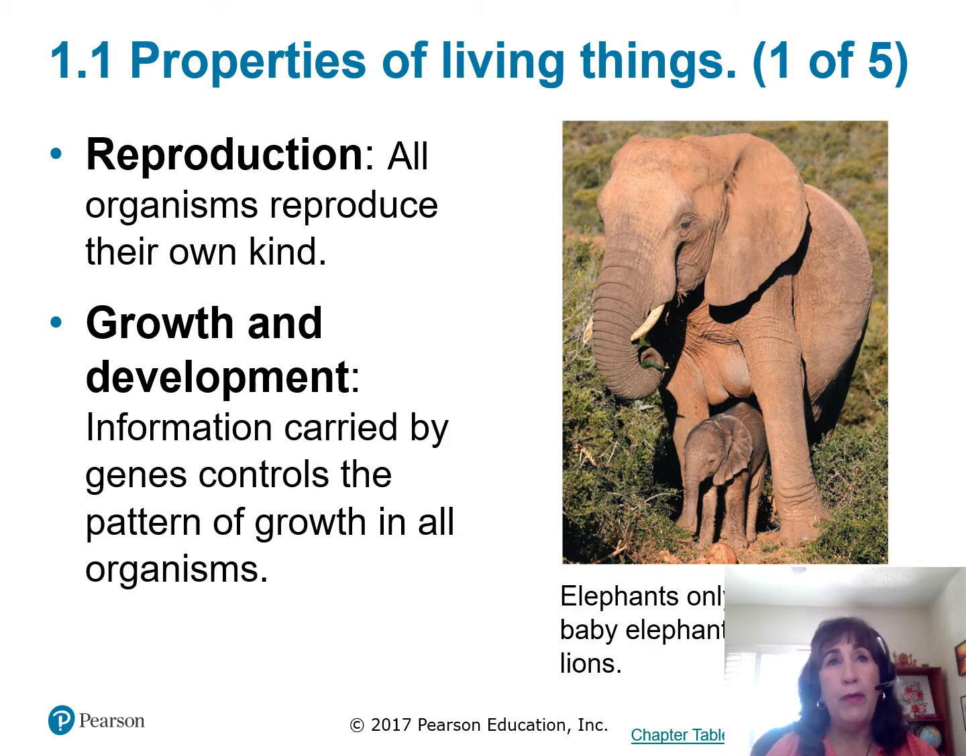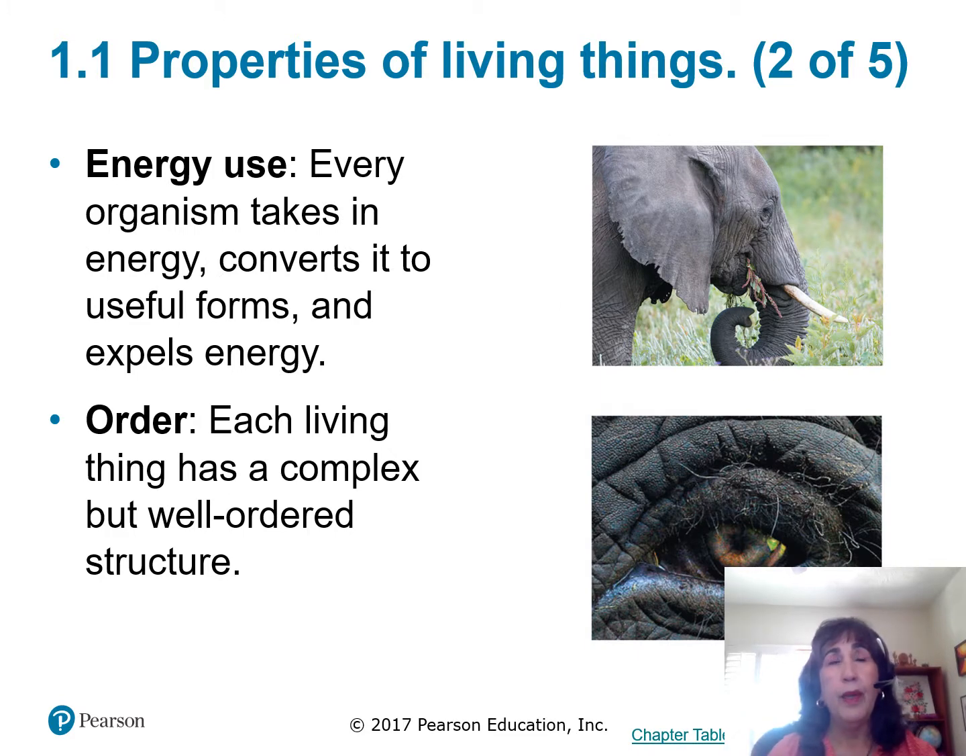Another property of life is growth and development. Information that is passed on from one generation is carried on by genes, and these genes control the pattern of growth in all organisms. All life requires energy. Every organism takes in energy and converts it to useful forms, and it also expels energy. So here in this slide, you see an elephant foraging. There's also order to life. Each living thing has a complex but well-ordered structure, and here we focus in on the elephant eyeball.